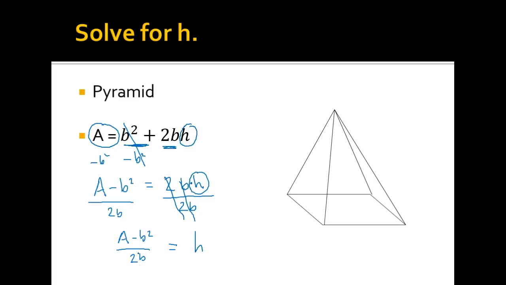Now, this cannot be simplified. If we wanted to, we could break it into two fractions, but that's really not necessary. So we're going to call that good, and that's how you solve a formula for a variable in the formula that's not currently being solved for.